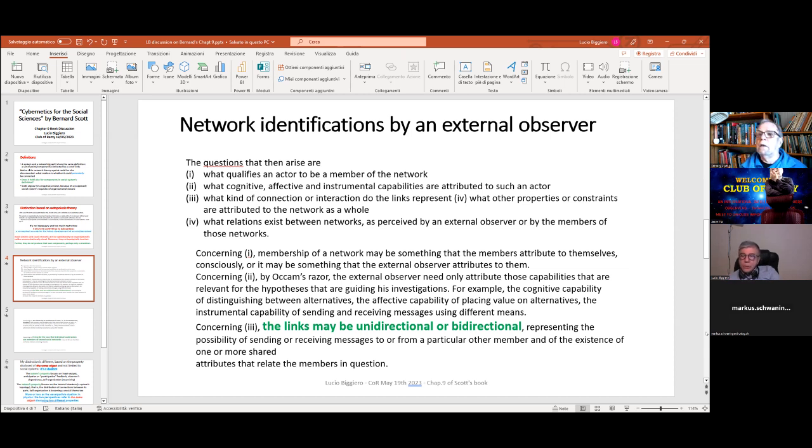Marcus, can you write it in the chat maybe for everybody? Anyway, he talks very nicely about these hierarchical business organizations and military organizations, and he has some nice distinctions. But that's a step too far from what I'm talking about in my chapter. Okay, next slide, please, Lucio.